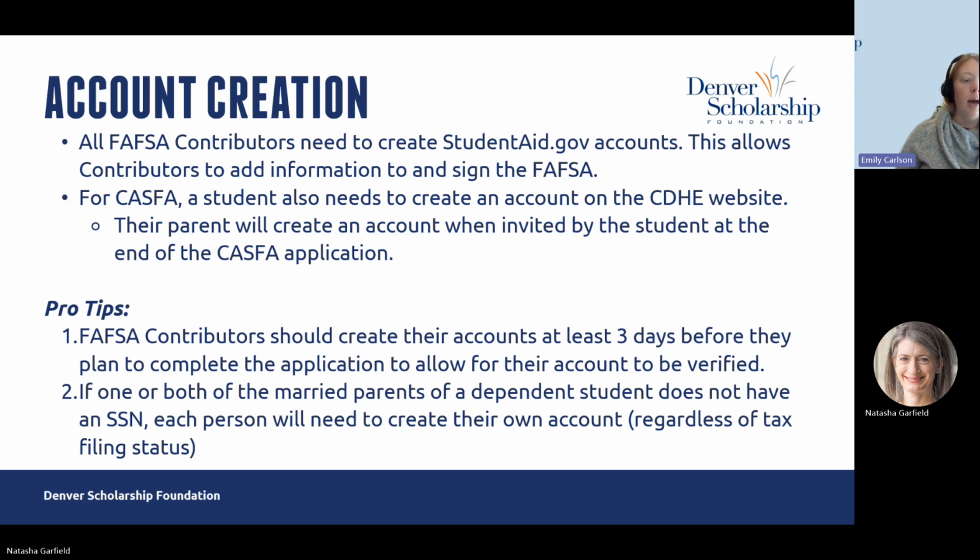Or shouldn't. And then if one or both parents, or both of the married parents of a dependent student, do not have a social security number, each of those parents will need to create their own account, regardless of whether they're filing jointly or otherwise.